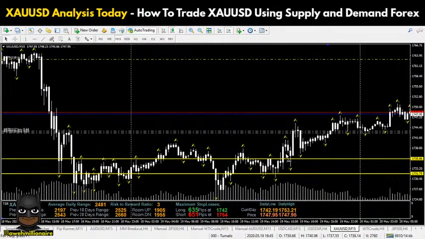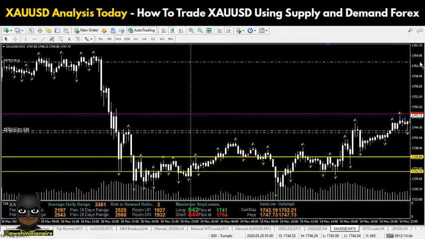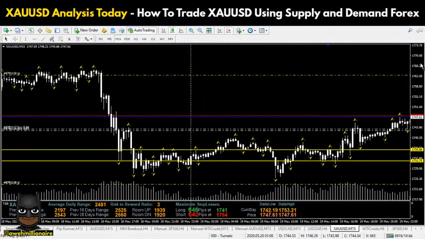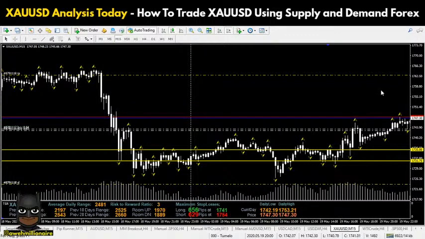And let's look at exactly how this setup played out, so we can see exactly what you need to be doing when you see a setup like this in the future, in order to capitalize off these easy setups.